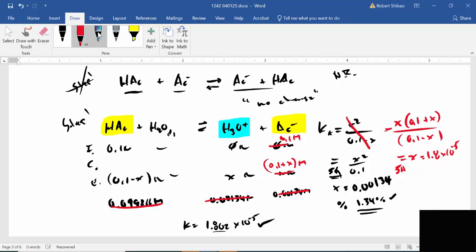Which is going to give me what percent change? 1.8 times 10 to the minus 5, 0.18% change.